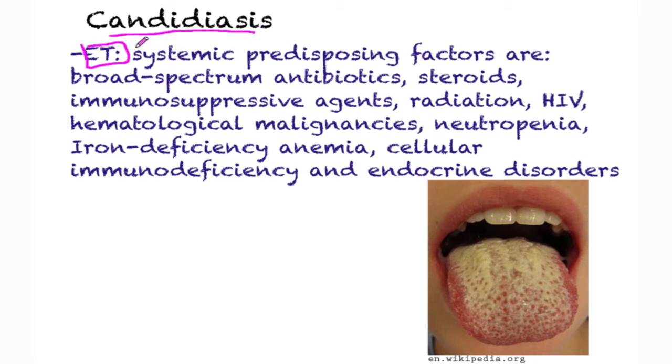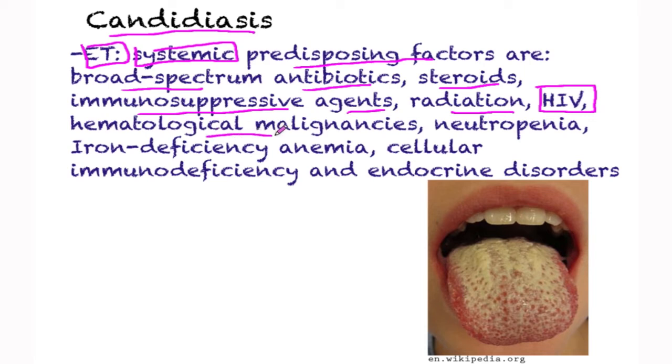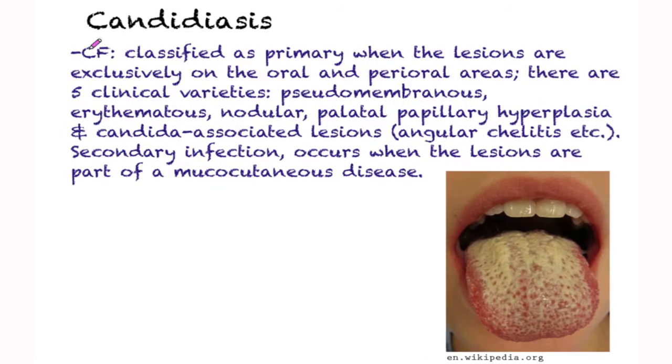So the systemic predisposing factors are the following: broad spectrum antibiotics, steroids, immunosuppressive agents, radiation, HIV, hematological malignancies, neutropenia, iron-deficiency anemia, cellular immunodeficiency, and endocrine disorders. The clinical features of candidiasis are as follows.